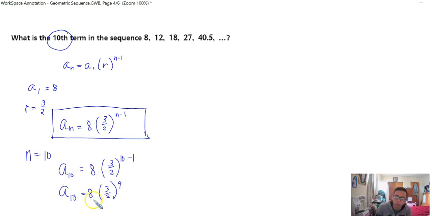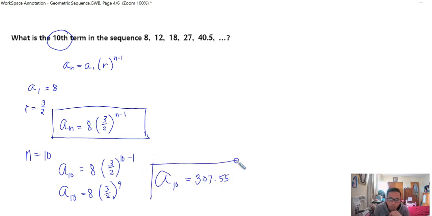And using our calculators, we'll have the 10th term was equal to 307.55. So the 10th term of this sequence is 307.55. All right. So that is the difference between recursive formula and explicit formula. Okay, let's go to the next one.